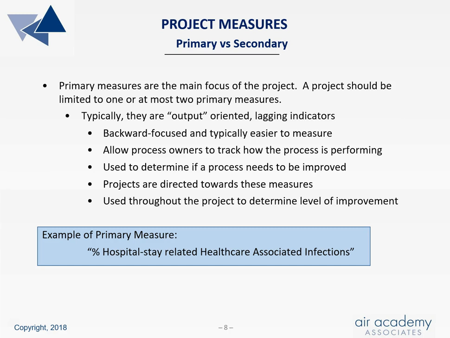We are trying to drive those measurements to a level of performance that will give us a process that meets the needs of the patient. Whatever measure is chosen to improve becomes the primary measure. It is this measure or measures that now become the primary focus of the project. Throughout the project, the team looks at this measurement to determine the level of improvement that has been achieved. In this case, the primary measurement is percent hospital stay-related healthcare associated infections.